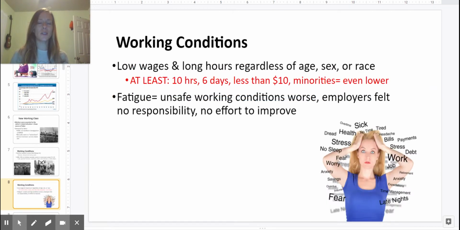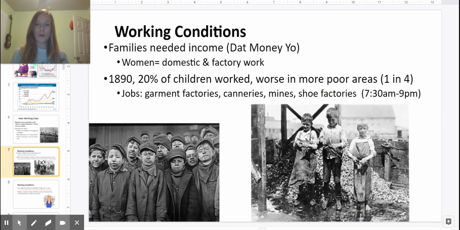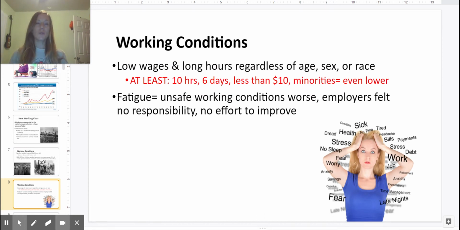And so the working conditions are, like I said, really terrible. They're paid really, really low wages. They work for like, I don't know, what are the hours in this slide? Like 7:30 a.m. to 9 p.m., regardless of your age. They're going to work for less than 10 hours. It might be $10 a week probably, and minorities are going to get paid even lower.